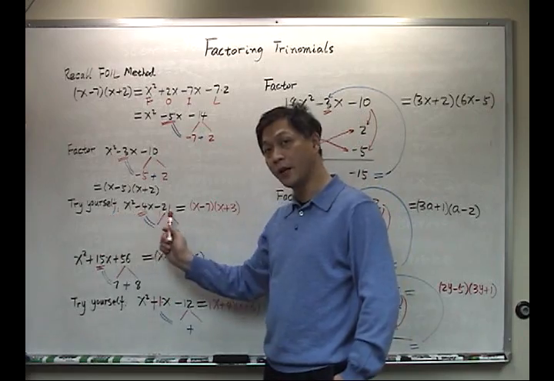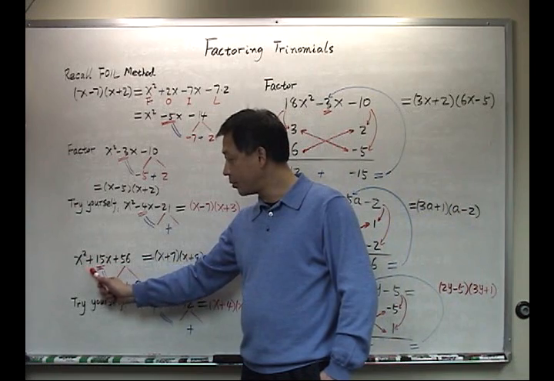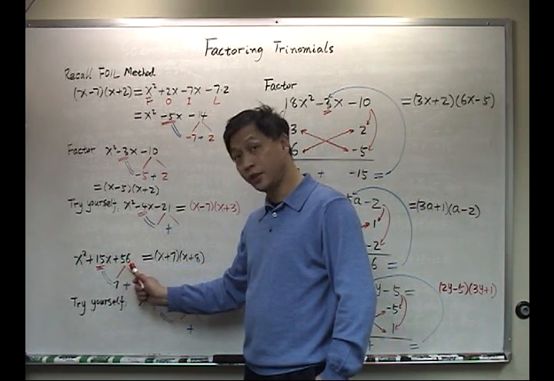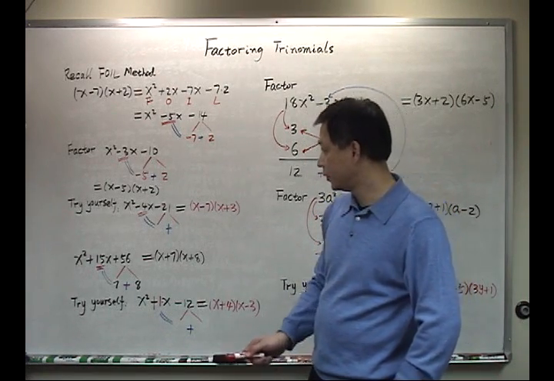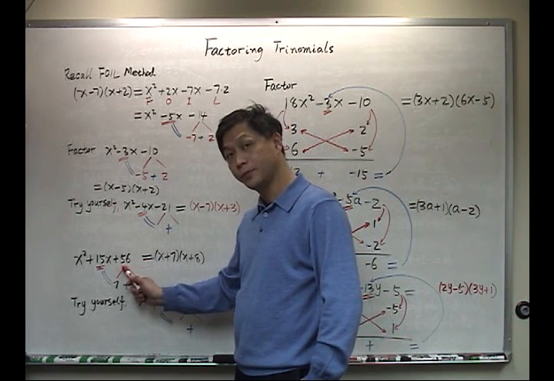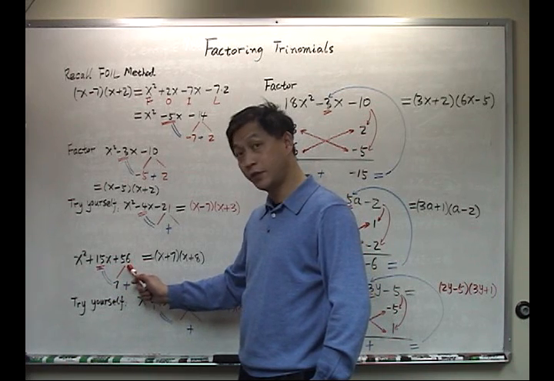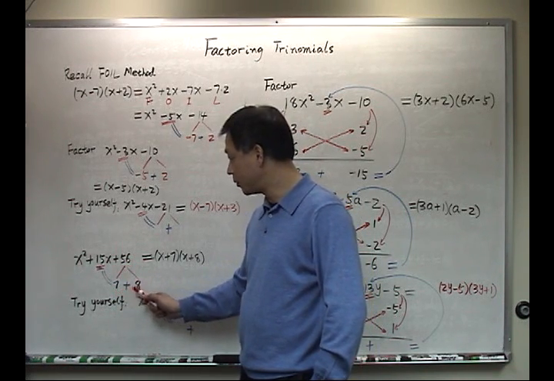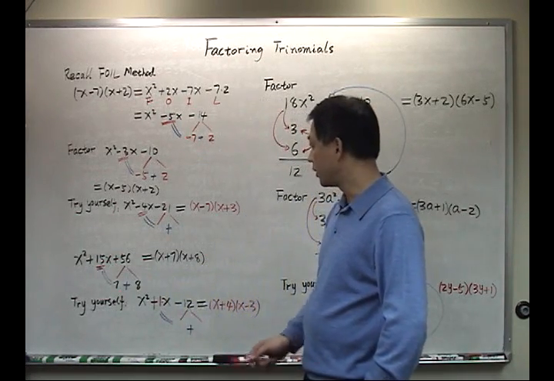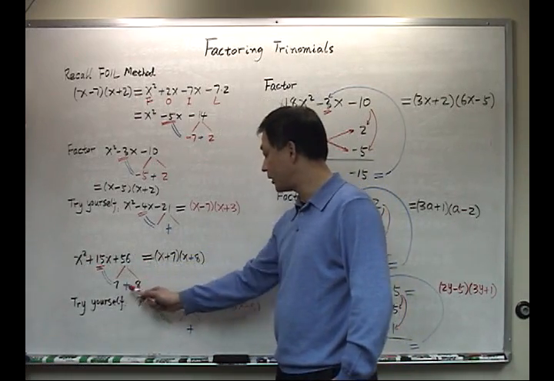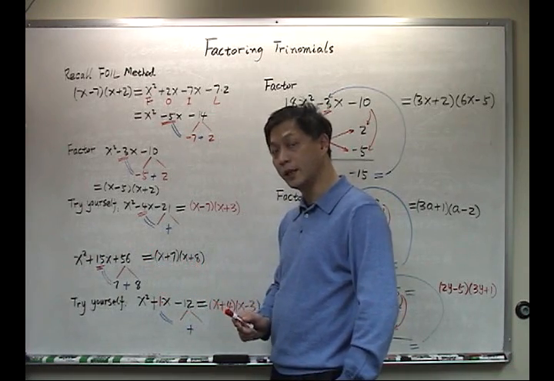Okay? So do it yourself. Now, if you are given x squared plus 15x plus 56, how are we going to do that? You break up 56 into two numbers. You know 7 times 8 is 56. Then you add 7 plus 8, you have a positive 15. Okay? So then we can write x plus 7 and then x plus 8.